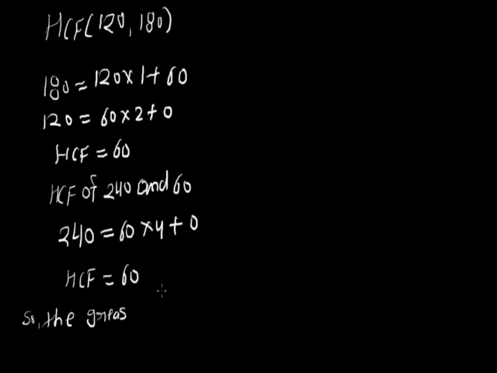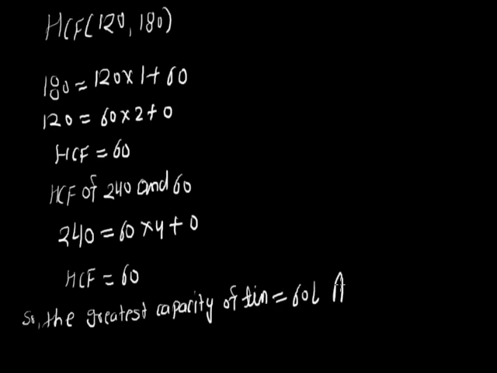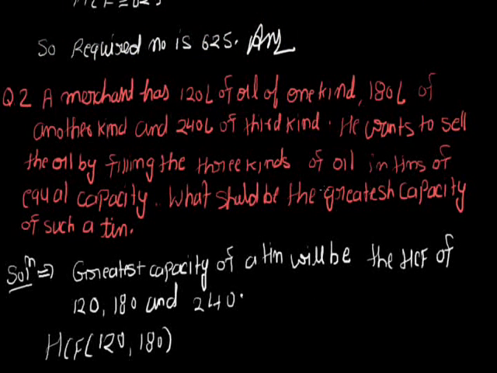So the greatest capacity of tin is equal to 60 liters. That is our answer. So in this way we will solve this problem. Now let us solve a few more problems based on finding the HCF of two numbers. Let us take one more problem, the next type of problem.